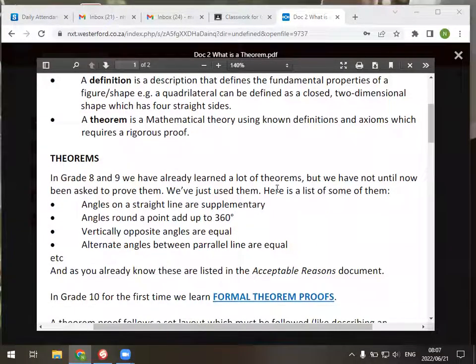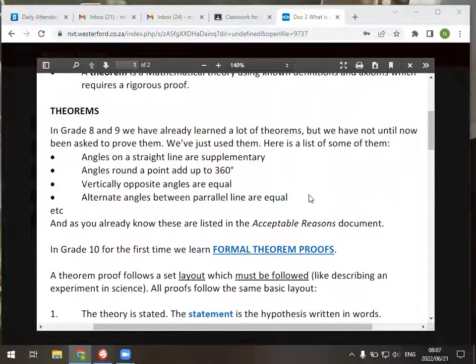So here they're just listing some theorems that we have worked with before. Here's a list of some of them. Angles on a straight line are supplementary. They add to 180. That is actually a theorem which can be proved. Angles around a point add to 360. Vertically opposite angles are equal. Alternate angles between parallel lines are equal. So guys, we've just been working with these, right? But we've never actually proven that these are true.